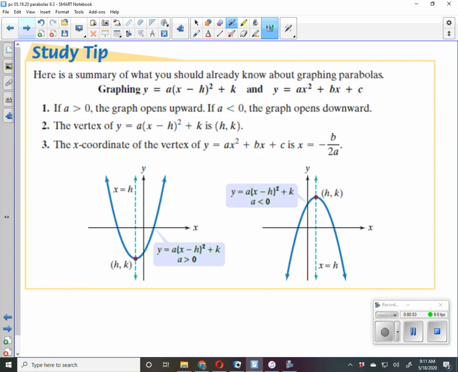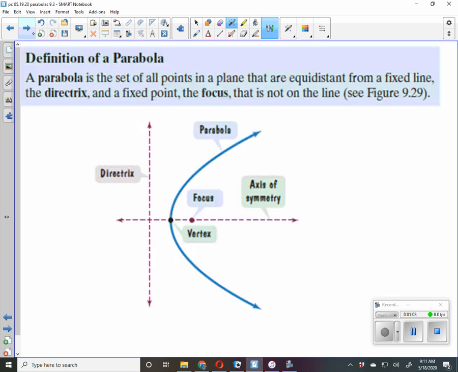Now notice that one of the things you need to pay attention to is the fact that vertical parabolas are x squareds. So what happens if we end up with something that is y squared? Well, it gets turned on its ear and goes the other way.